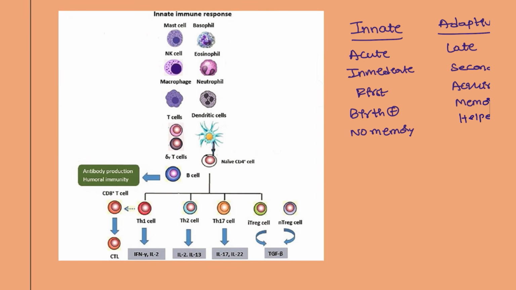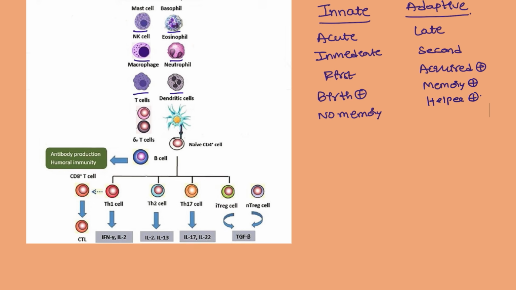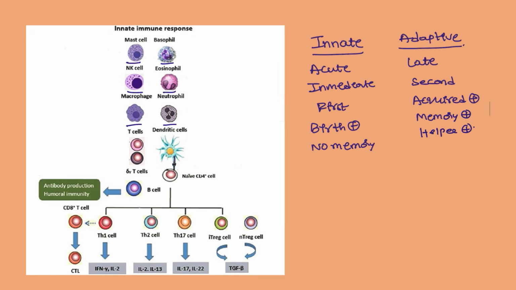So here we are seeing the innate immune cells. How will these innate immune cells be working? Here you can see the mast cells, basophils, eosinophils, macrophages, T cells, dendritic cells. All these cells are going to act in different kinds of immune responses. For example, if you see the eosinophils and the basophils, they are going to act on the allergens, right? This one is going to act on the bacterial, and these are also going to act on the bacterial.